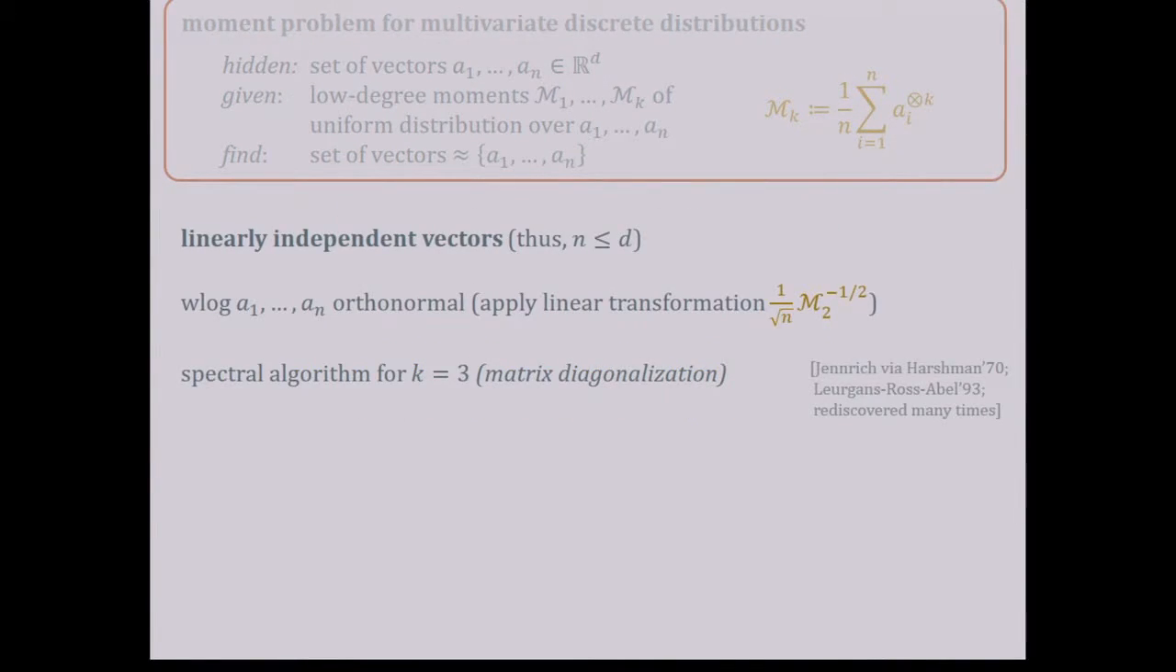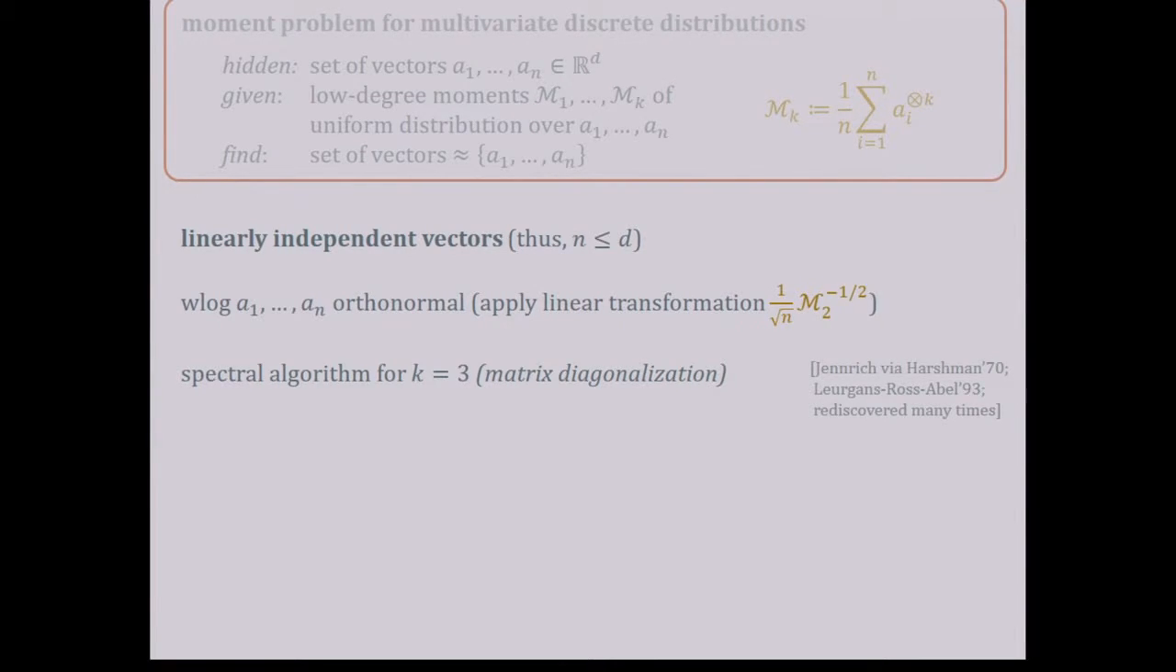Okay. And there's a classical case which has its origin in the 1970s in a paper by Harshman, an algorithm attributed to Jenrich. This case is when the vectors a1 up to an are linearly independent. Notice that it also means that n is at most d in this case. It turns out that if they are linearly independent, you can, without loss of generality, assume that they're actually orthonormal. Okay. So orthogonal unit vectors.